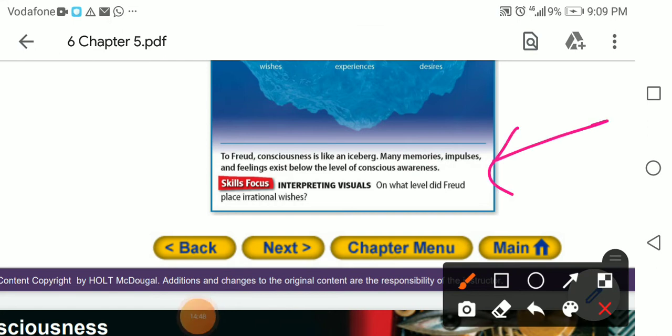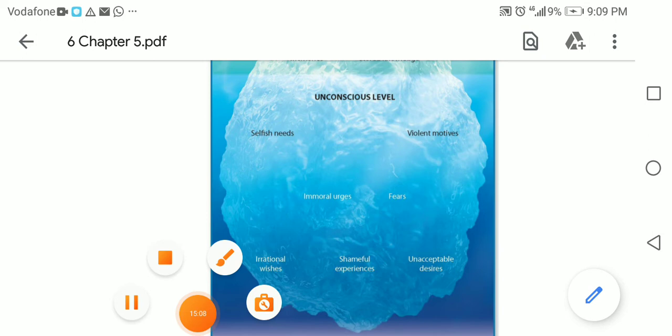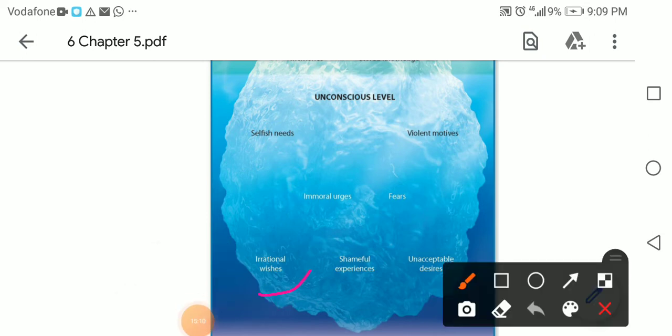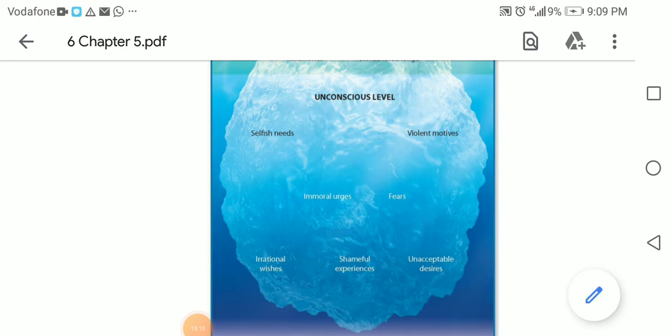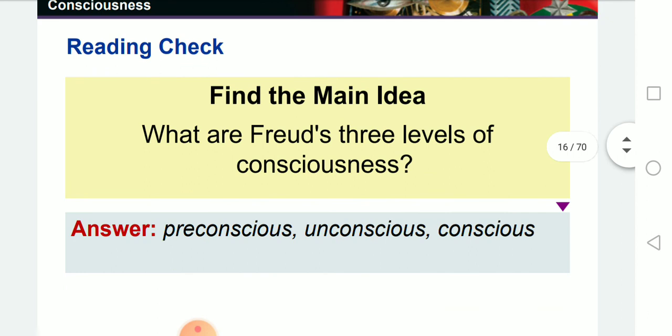To Freud, consciousness, he's a psychologist, is like an iceberg as shown. Many memories, impulses, and feelings exist below the level of conscious awareness. The question comes like this: on what level did Freud place irrational wishes? Let's see. Where are the irrational wishes? Here we have irrational wishes, under the unconscious level. So for checking that we understood, what are Freud's three levels of consciousness? Don't forget this: pre-conscious, unconscious, and conscious.